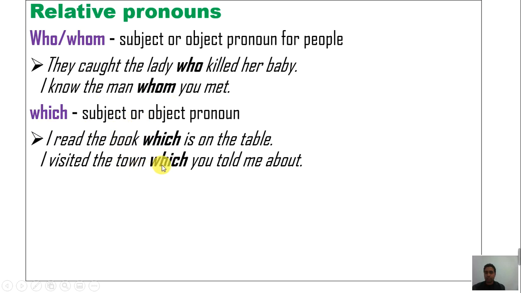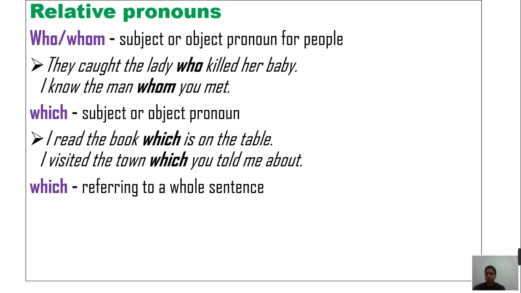So when which is used as an object, we can also cross it out. We can say in the second sentence, I visited the town you told me about. The same thing with the first one: I know the man whom you met, or I know the man you met. So when who, whom and which are used as the object of the sentence, we can cross them out, or we can use the sentence without them.